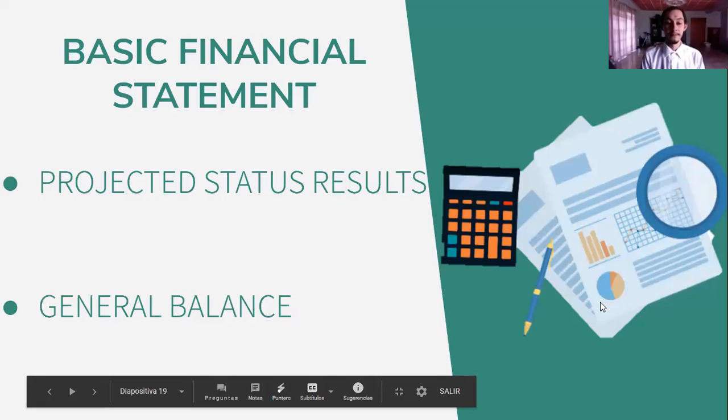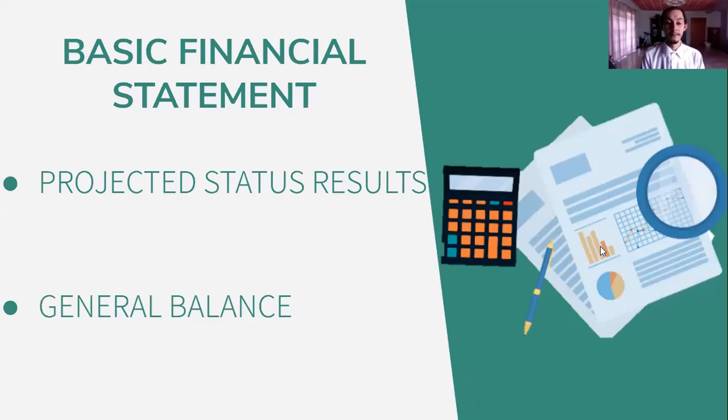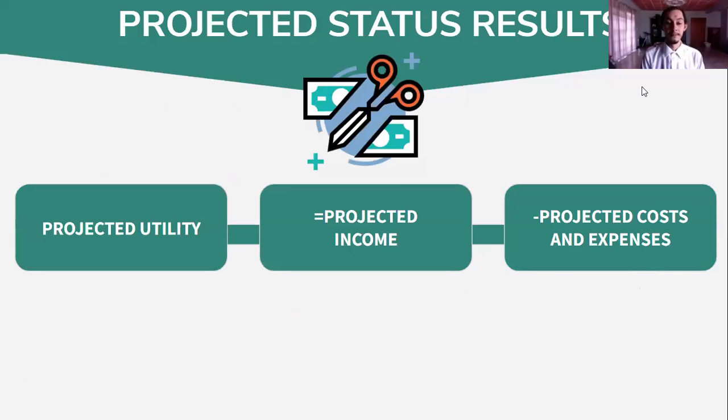Okay, I'll continue by outlining a basic financial statement. Along the way, we are going to break it down into projected status results and general balance. Okay, to move on, I'd like to highlight that a projected status result is basically the projected income minus the expenses and cost of it. For example, here in the formula, as you can see, projected utility is projected income minus projected expenses and cost.